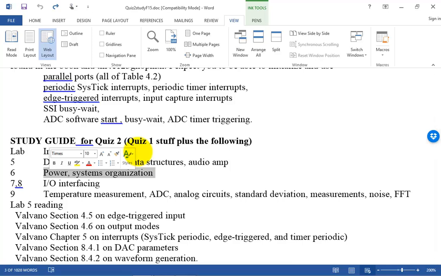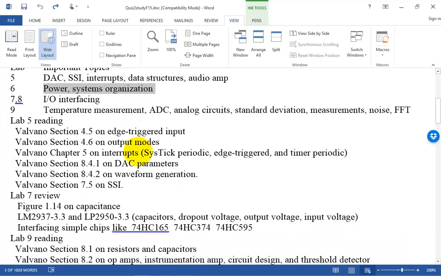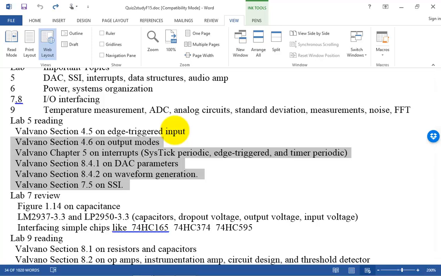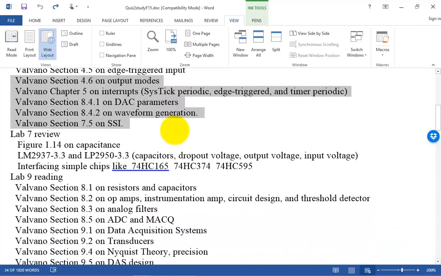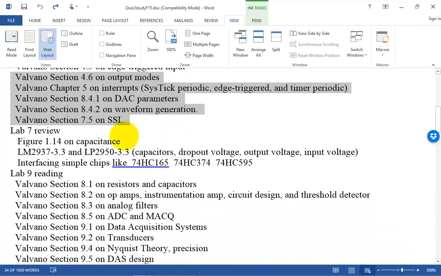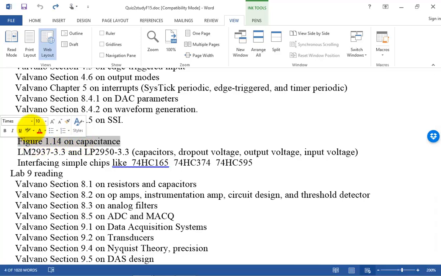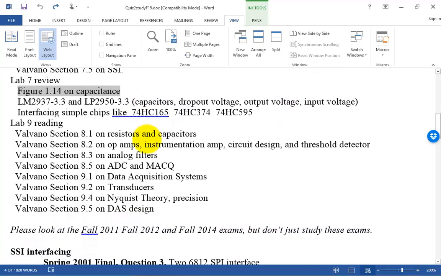And then, you know, there's a reading in the book. So these were what you should have read when you did Lab 5, okay, which was the D to A and the edge-triggered interrupts and the DAC and timer interrupts, etc. And then in Lab 7, focus on capacitance, the regulators, interfacing, SSI chips, and then lots of stuff in Lab 9 that you just finished.